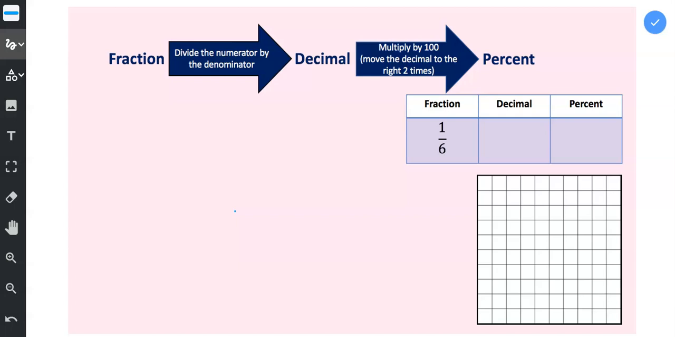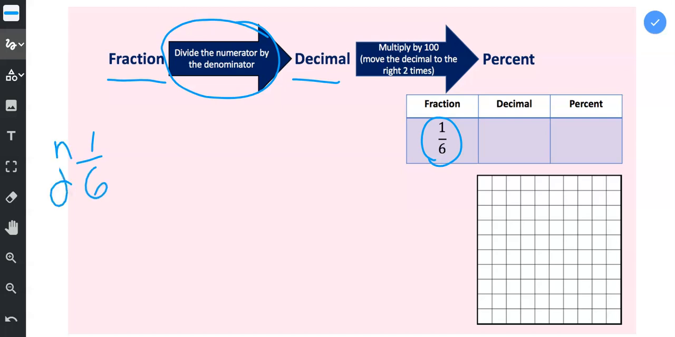Let's change a fraction to a decimal. Before we begin, see if you can remember how to do this from memory without reading the chart that I gave you. All right, I hope that you said that to change a fraction to a decimal, you just divide. So we divide the numerator by the denominator.